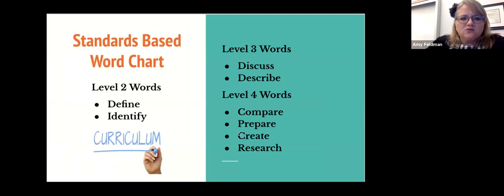So if you look at these words, level 2 is define and identify. That's like level 2. They understand the words, they understand the vocab. Level 3, discuss and describe. Those are the words you're looking for. Anything they have to describe or teach you or show you, that is a level 3 score. And a level 4 is, what are you going to do about it now? Can you teach somebody? Can you think of something on your own? Can you actually do something with it?